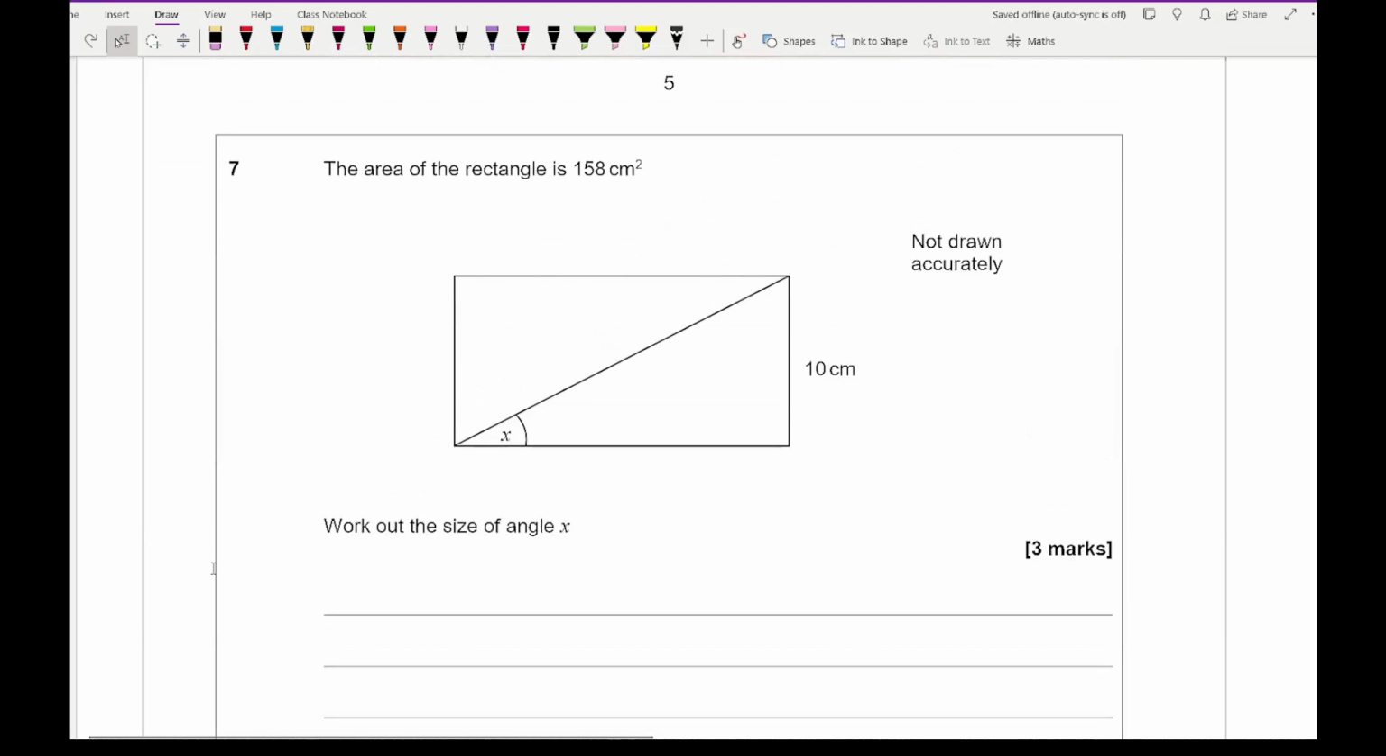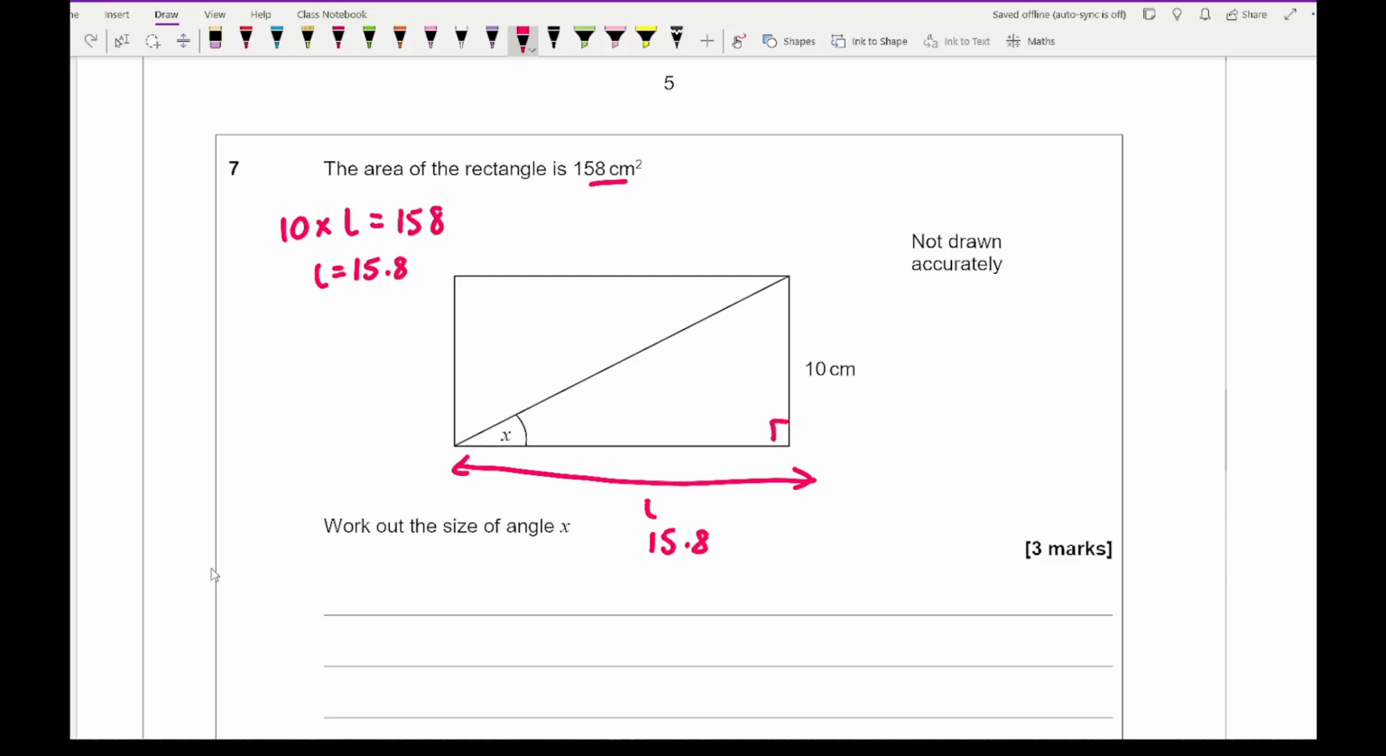Now moving on to question 7, it says the area of a rectangle is 158 square centimetres, and the question is asking us to work out the angle of x. Well, the first thing I need to do is work out the length, and to work out the length I'm going to use the area because I know that 10 times L equals 158, so L equals 15.8.